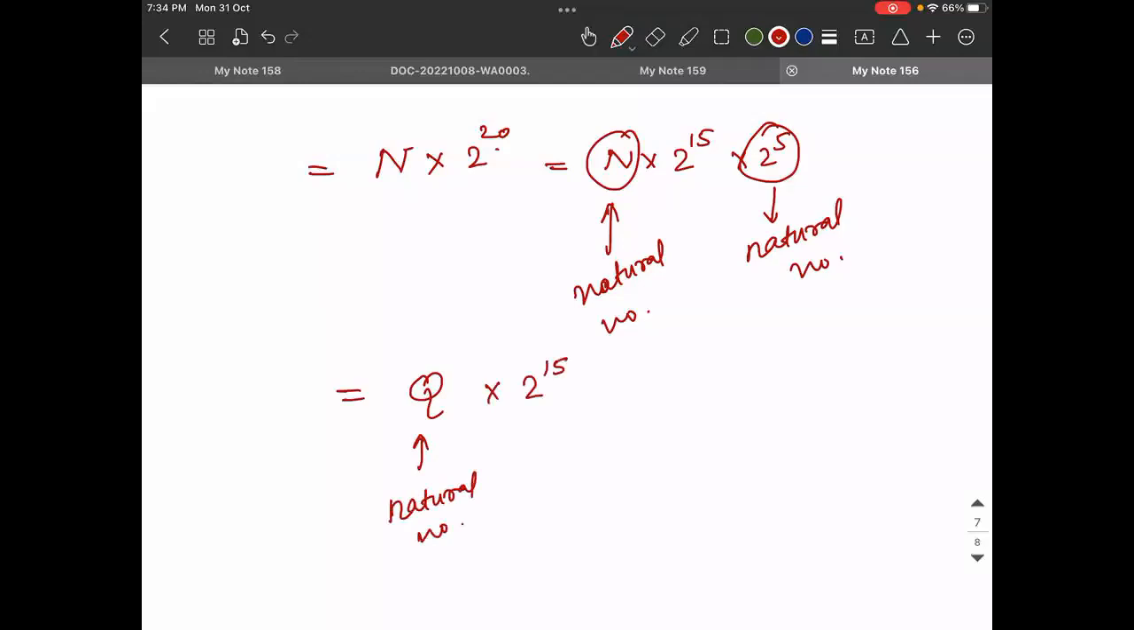Fine. That means this number, 33 factorial, we can write as a multiple of some natural number into 2 to the power of 15, which means that 2 to the power of 15 is a factor of 33 factorial, not 33 factorial itself. 33 factorial is a really large number, 33 into 32 into blah blah blah. Understood? Or still having a problem?